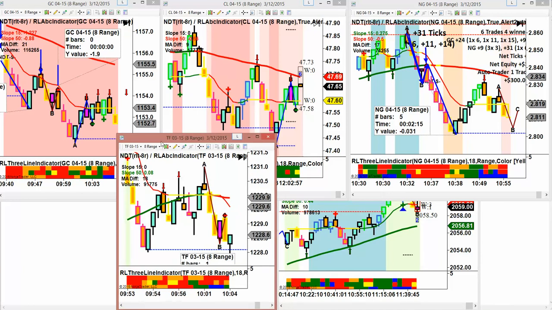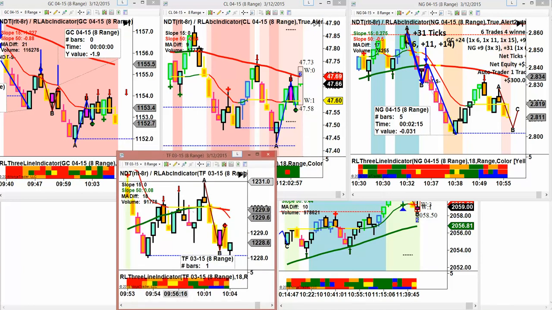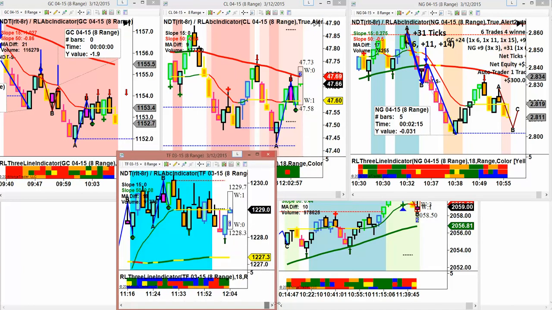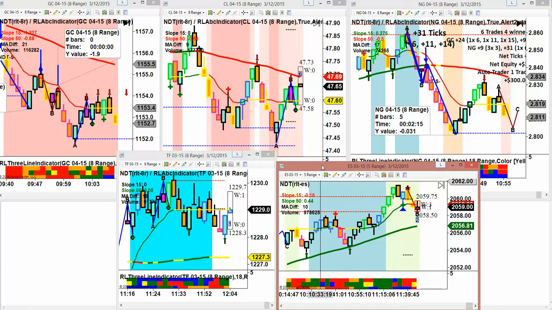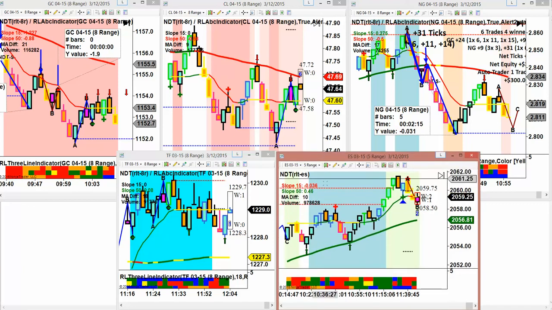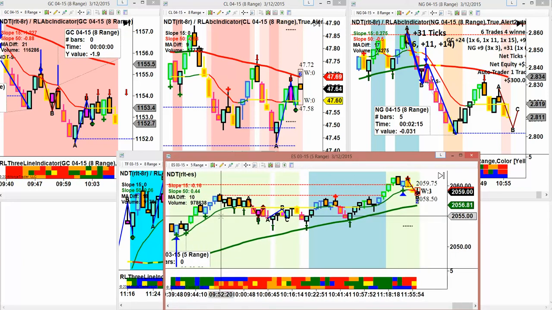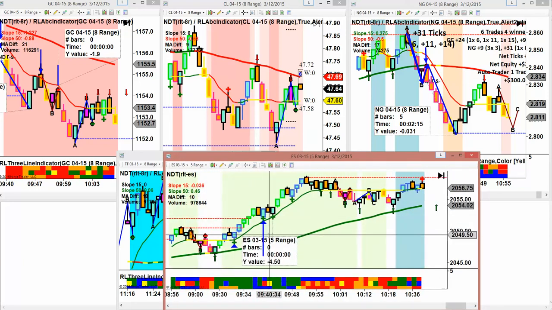Now the ES had really, really nothing today. Nothing. Not even close to a trade. This was an overbought trade, and this was right at the open. Little too early for me, and also right into a pivot. This was your nice clean trade.